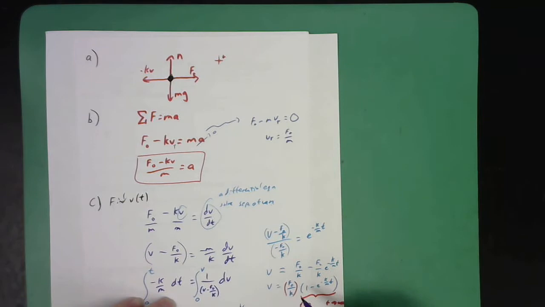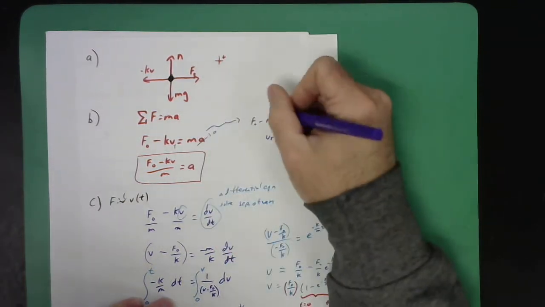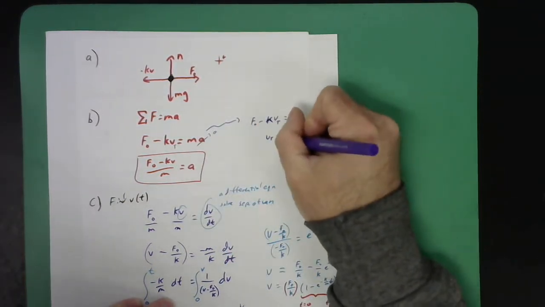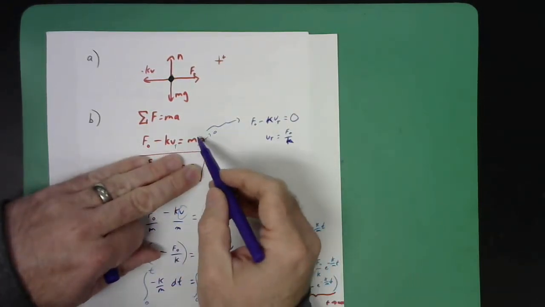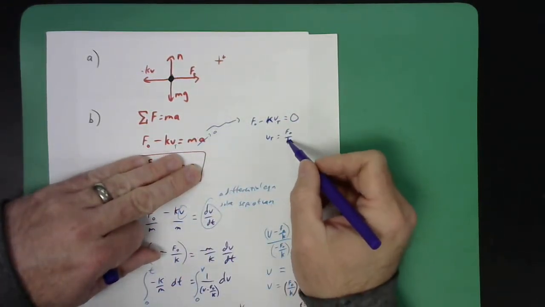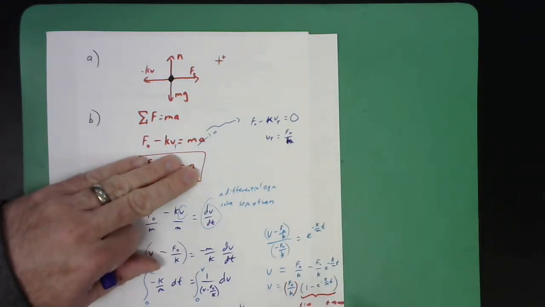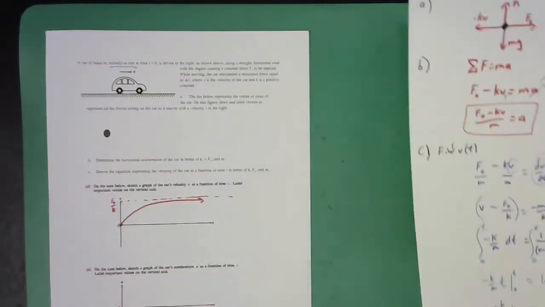F naught over M. F naught over K. What the? This is a K. It's a K. Oh my gosh, look at what I did. Yeah, F naught over K, right? The M went away when I multiplied by 0. Sorry. F naught over K. And you say, hey, that's what we had here as our coefficient, F naught over K. That is the terminal velocity.